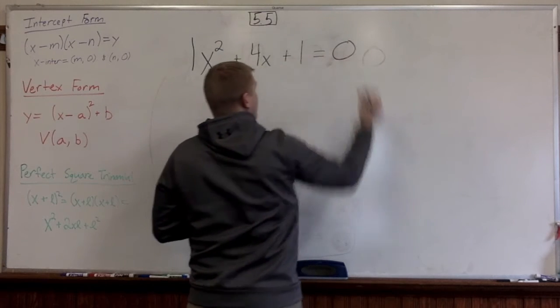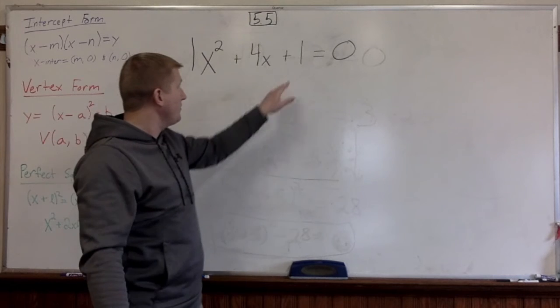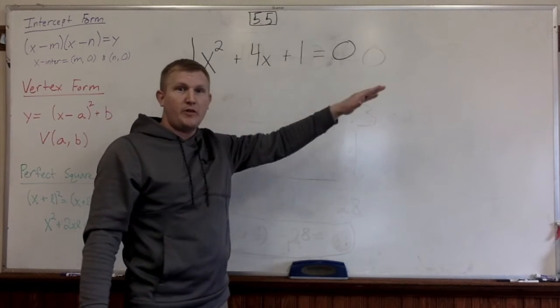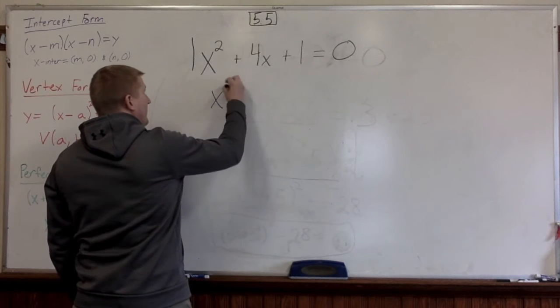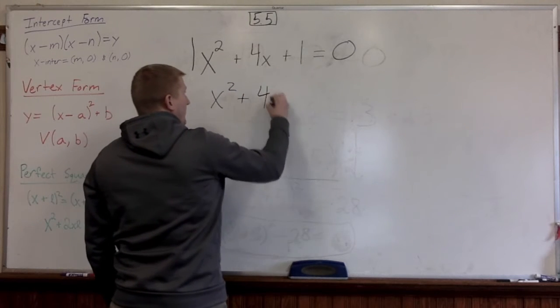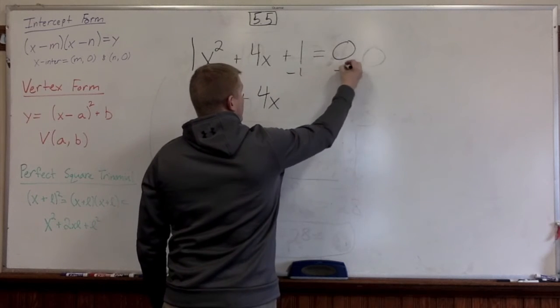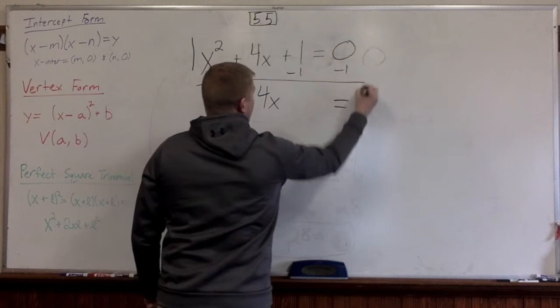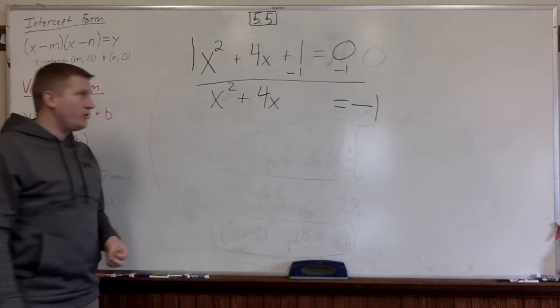Why? Because we can. Step 3, take c and put it on the other side, but leave that space blank. So we have x squared plus 4x blank. We're going to have to subtract 1 from both sides. So we get negative 1. All right. Now we have to ask the all-important question.